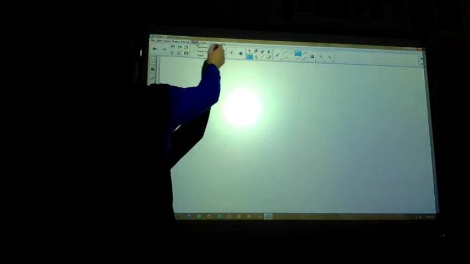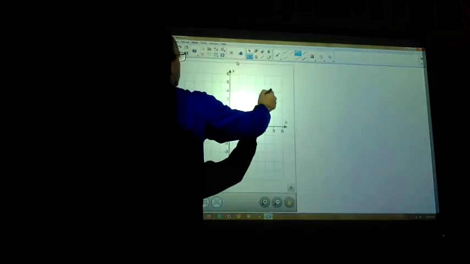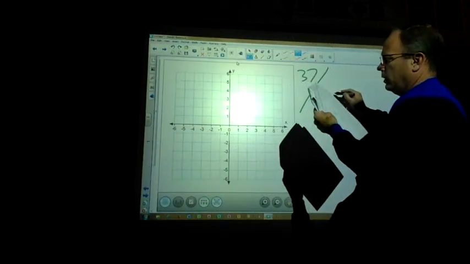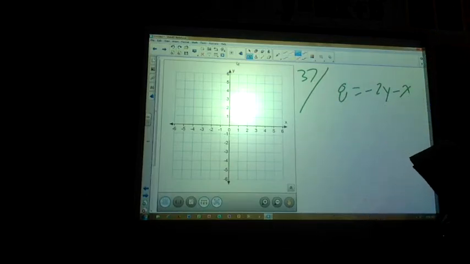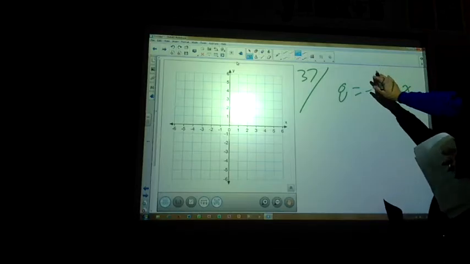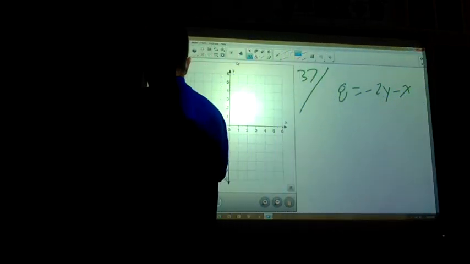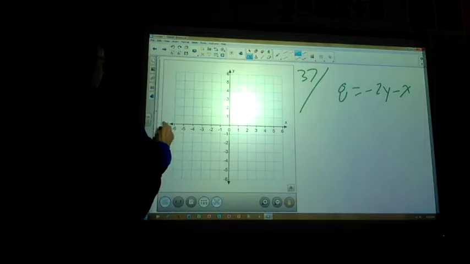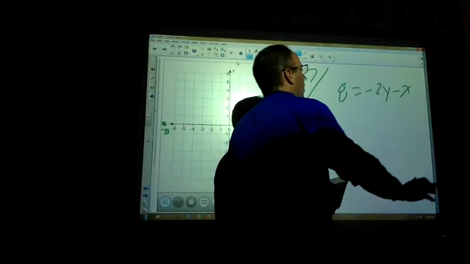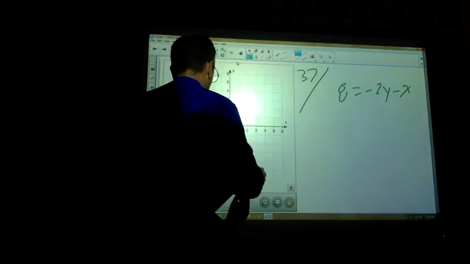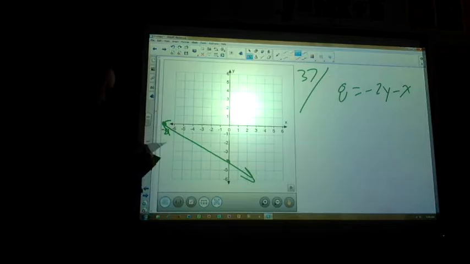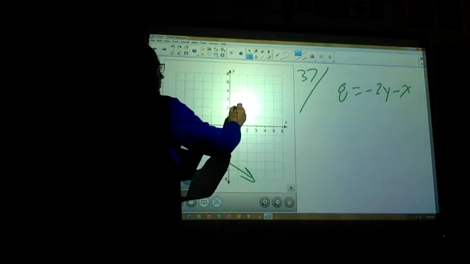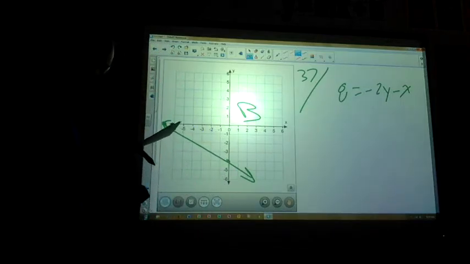37, we have 8 equals negative 2y minus x. Cover method will work nicely. Let's see. X equals negative 8, which is way over here. And then our y value is equal to negative 4. And that would be B, right?